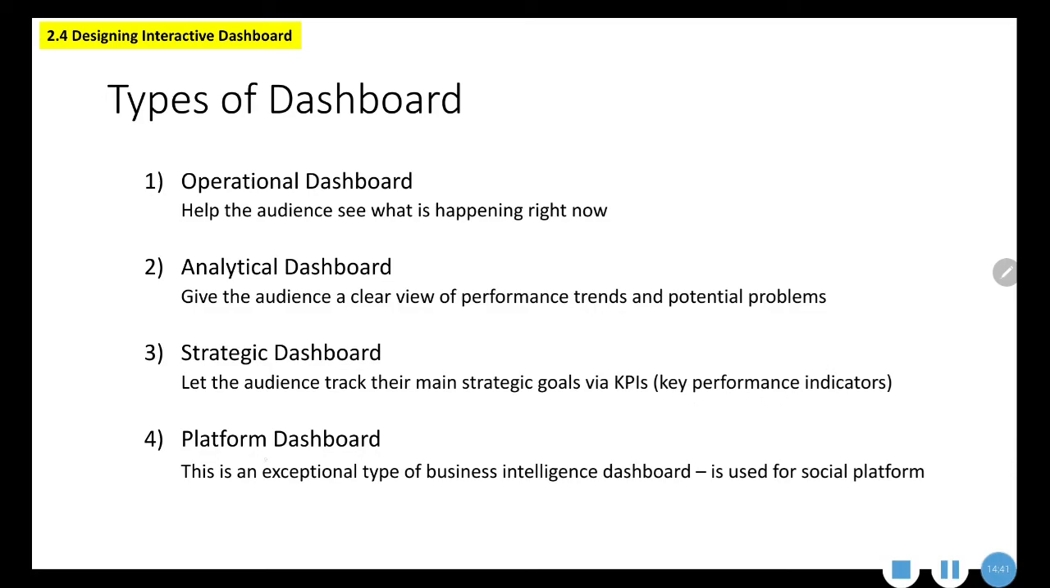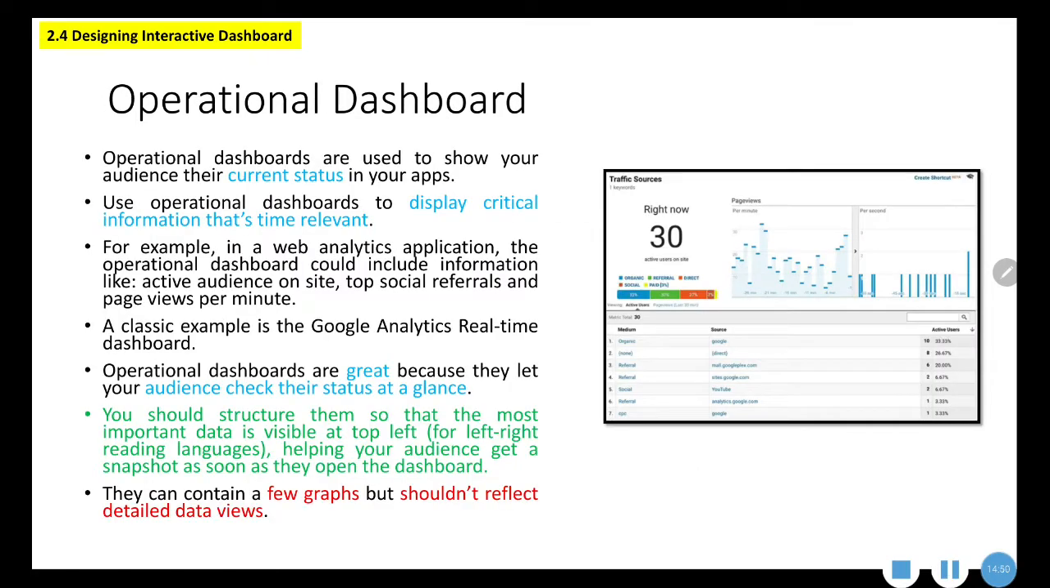And the last one is the platform dashboard. This is an exceptional type of business intelligence dashboard. This is used more for social platforms. Operational dashboards are used to show your audience their current status in your apps. So we use operational dashboards to display critical information that is time relevant. For example, in a web analytics application, the operational dashboard could include information like active audience on site.